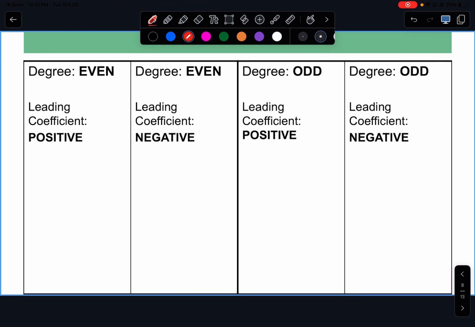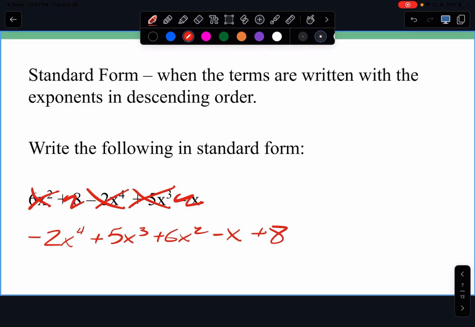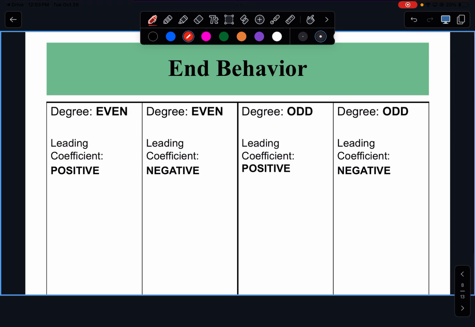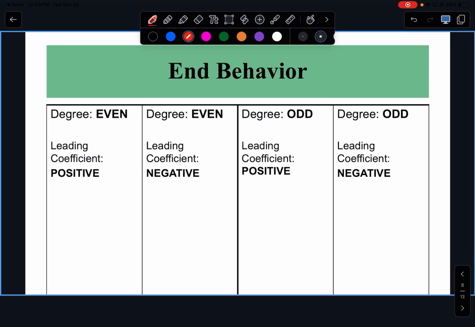Okay. I'm going to give you a couple minutes here. I want you to just copy this chart in. It doesn't have to look exactly like this, but copy your chart in. Pay attention to when the degree is even and odd, and when we have a positive or negative leading coefficient. The thing that we're focusing on here is end behavior. So underneath each of these, we're going to have the left end and the right end.